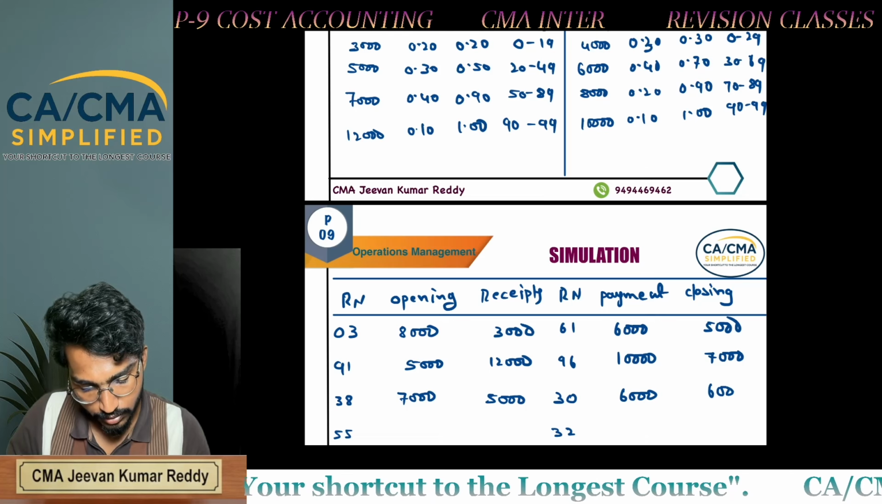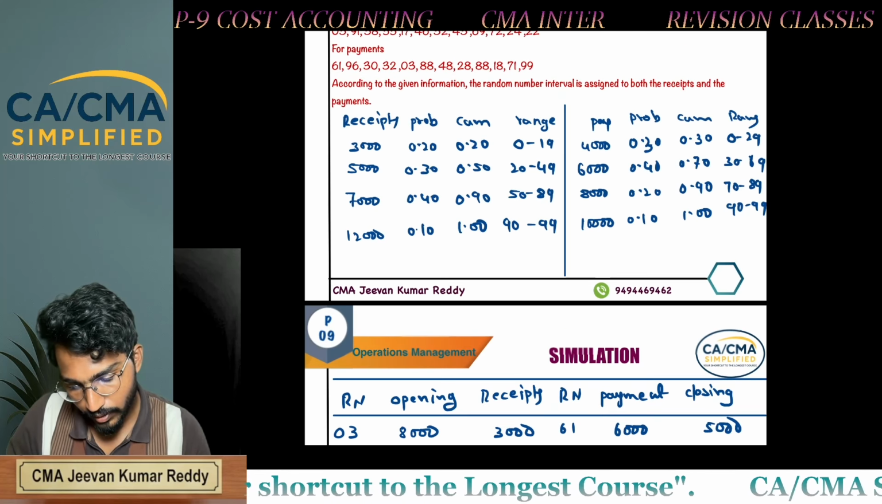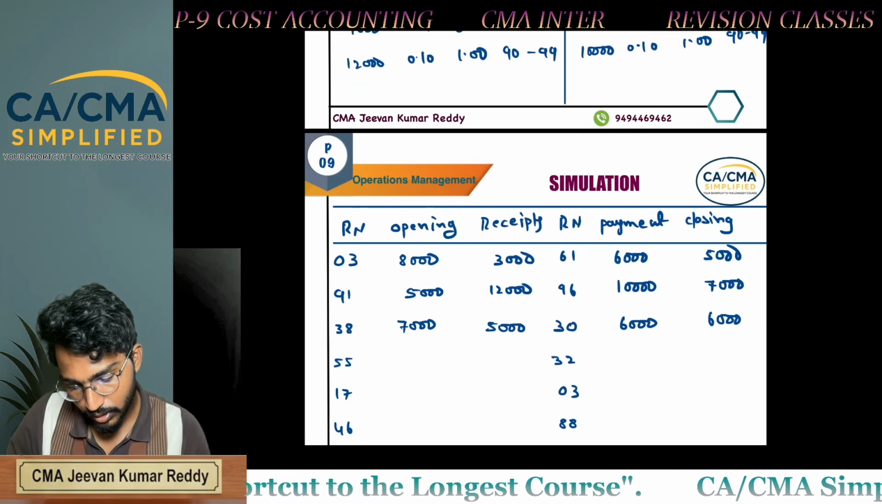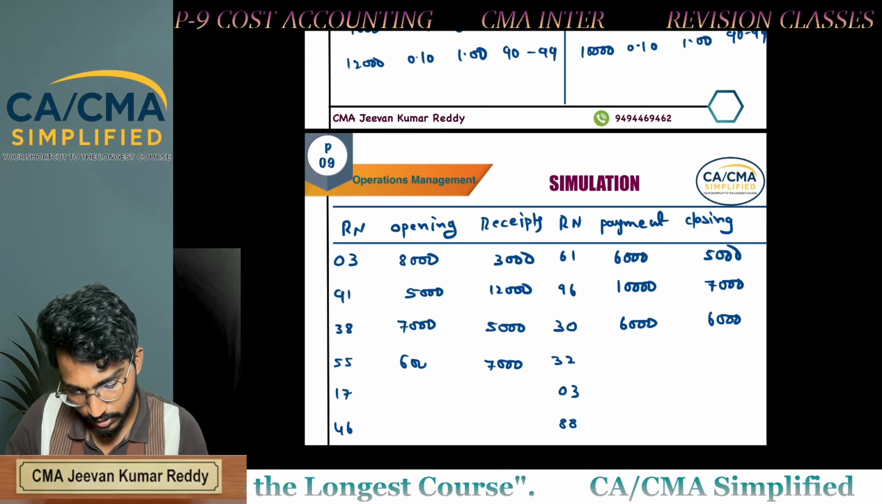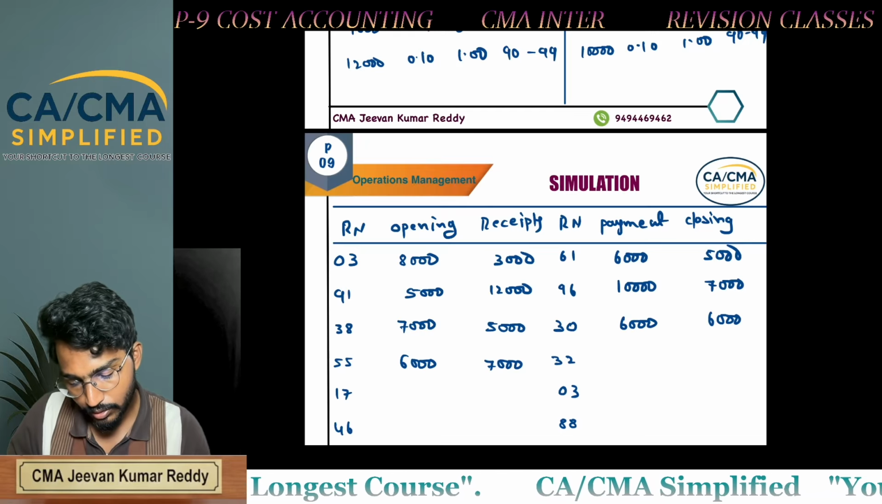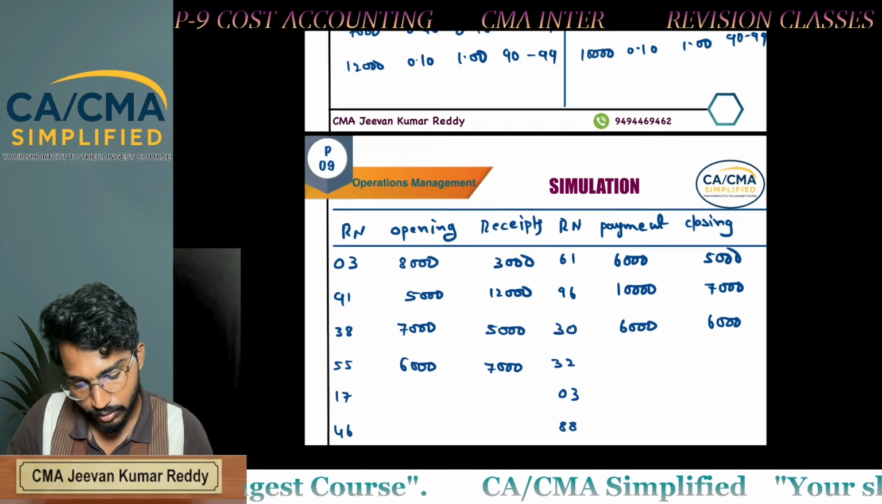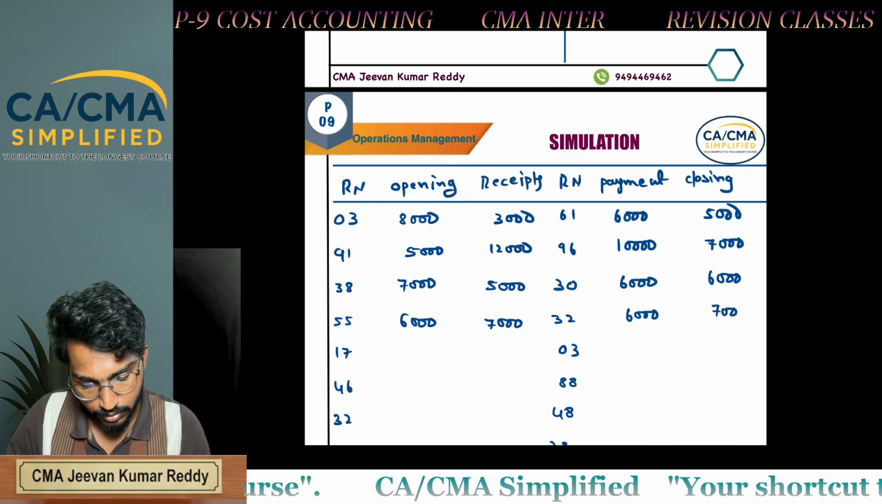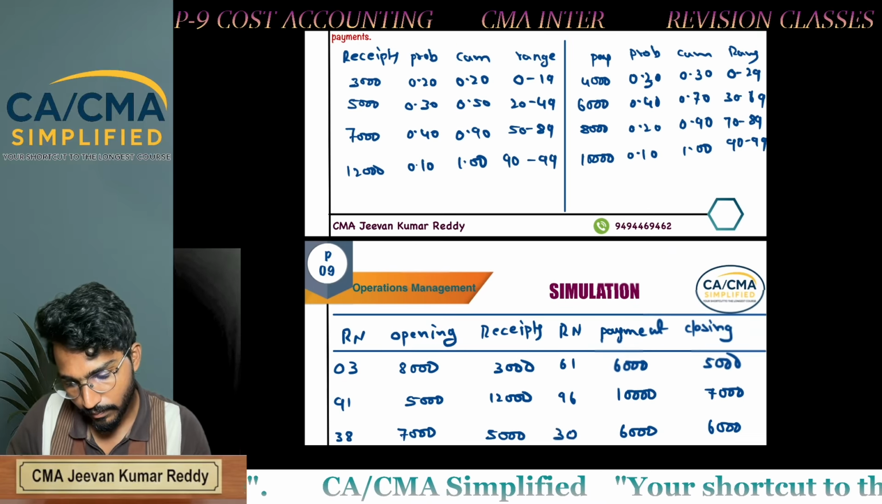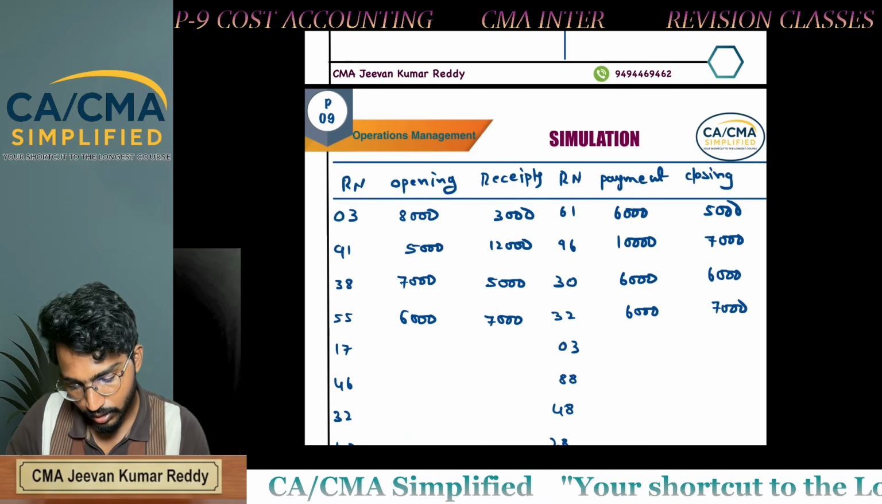We are left with 6,000. Next, 55. 7,000. We received 7,000 and opening balance is 6,000. 6,000, 13,000, 32 minus 6,000. 7,000. Next, 17. We received 3,000.